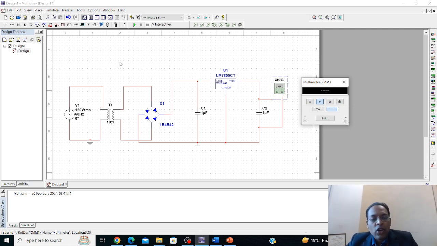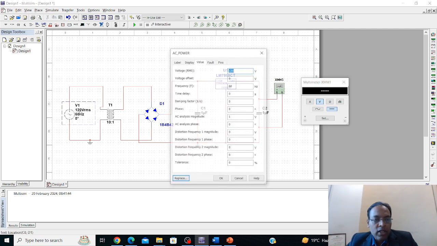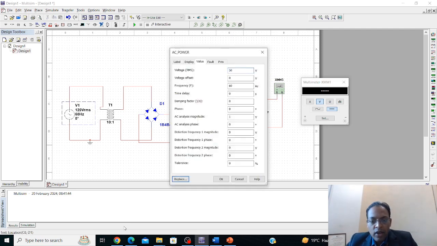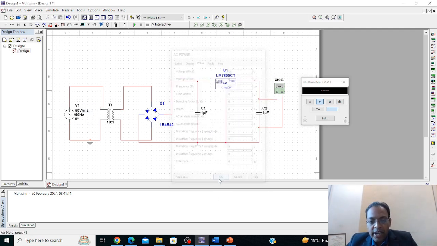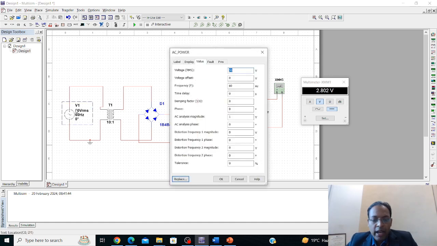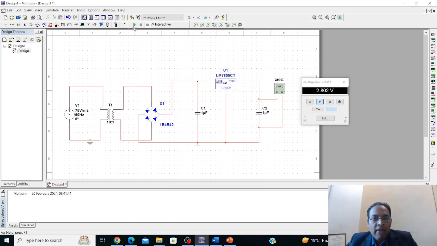Now we will take the readings at different values. Double click on this 120 and make it 50. The first reading we will take at 50 volts. So run the simulation. This green button is to run the simulation and check the output. On a 50 volt AC voltage, we are getting a DC of 2.8 volt. Next reading, double click on 50 and make it 75. On 75 volt AC, we are getting a DC voltage of 3.98.